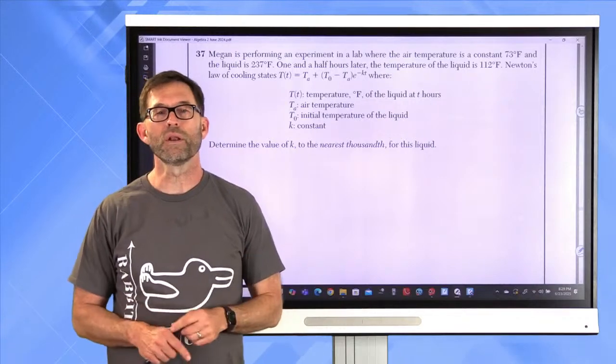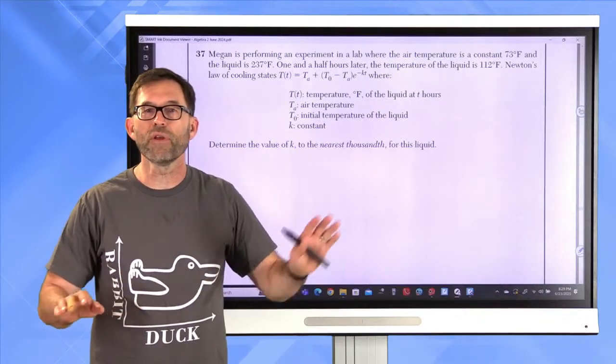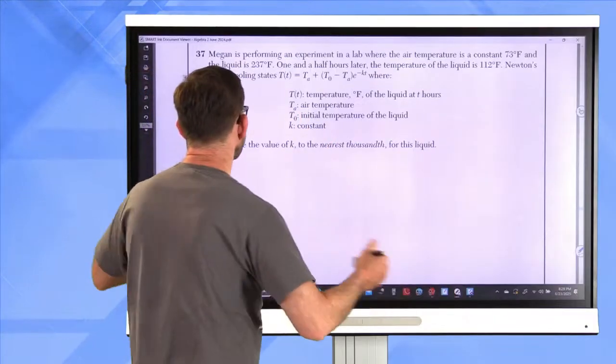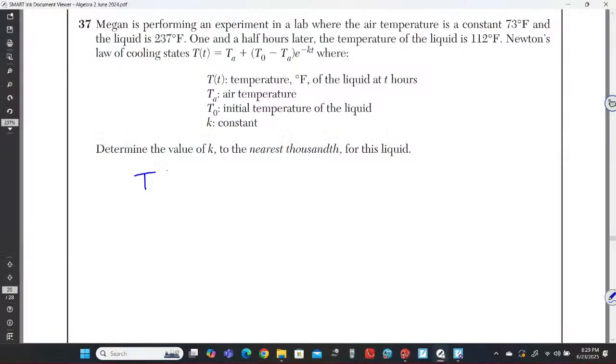The first thing that you want to do in a problem like this is just put everything into this equation that you know that are constants. So let's do it. I'm going to have T of t equals the air temperature, which is not 237, that would be crazy, that would be a problem for Megan. 73 degrees plus the original temperature, 237 minus 73, times e to the negative kt.